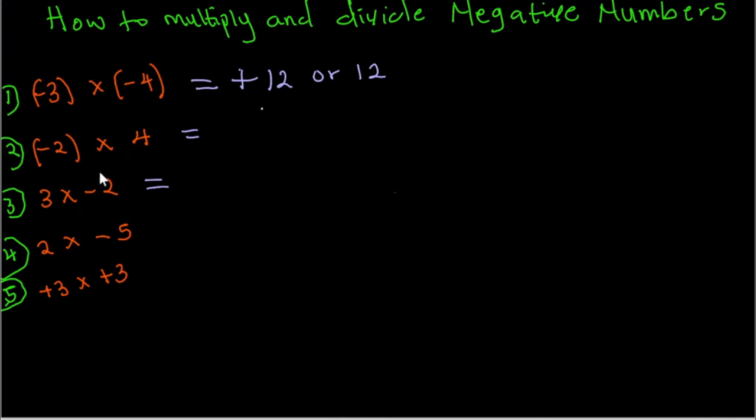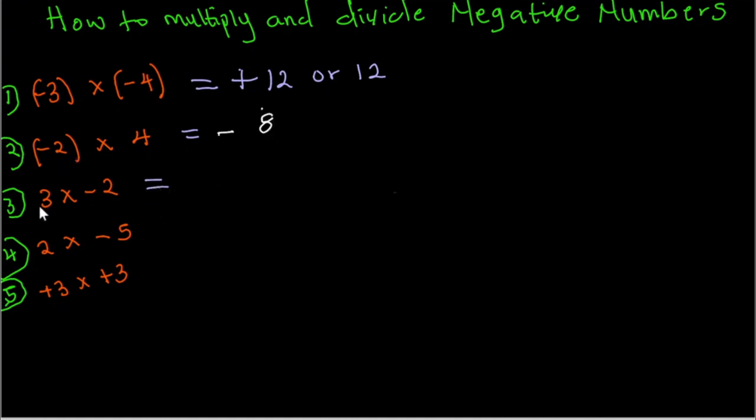And for number two says minus 2 times 4. So let's look at this. This is minus 2. Whenever a number has no sign beside it, that number is a positive number. So this 4 has no sign beside it, so it's positive. Minus 2 times positive 4. So minus 2 and plus 4. Minus times plus is minus because negative times positive is negative, right? 2 times 4 is 8. So this is minus 8.